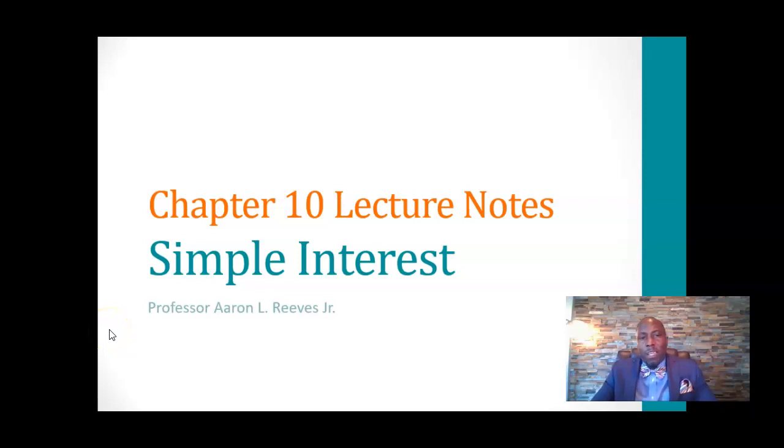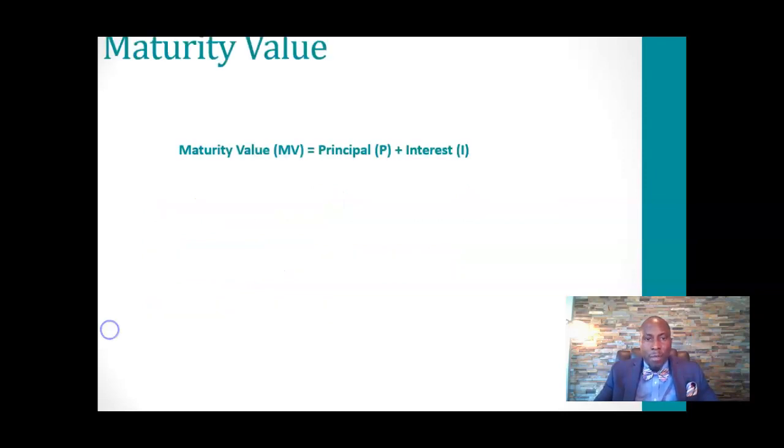Hello, everyone. In Chapter 10, we focus on how to calculate what is known as simple interest. Whether you are earning interest or paying interest, you should know how to calculate simple interest.